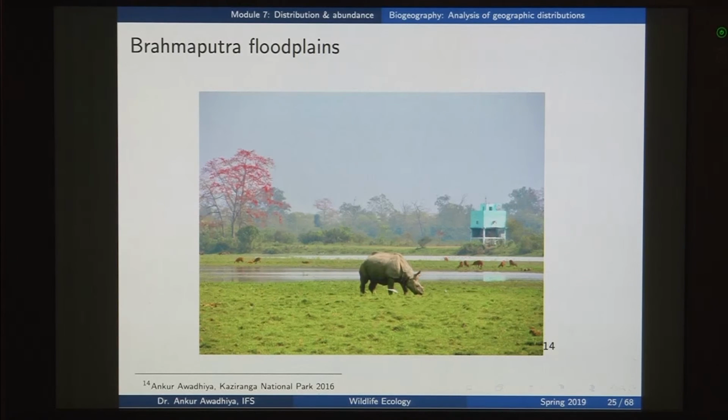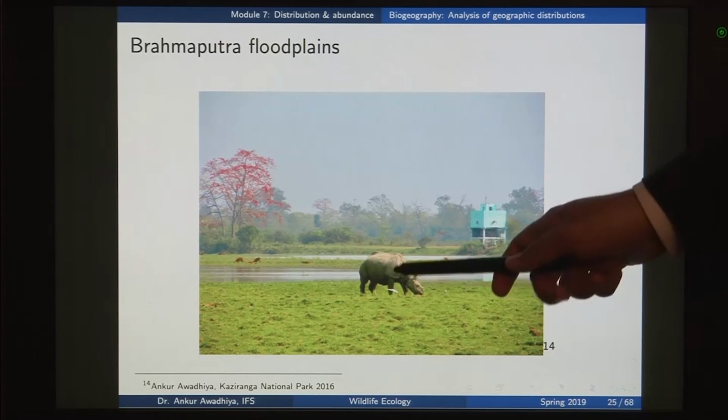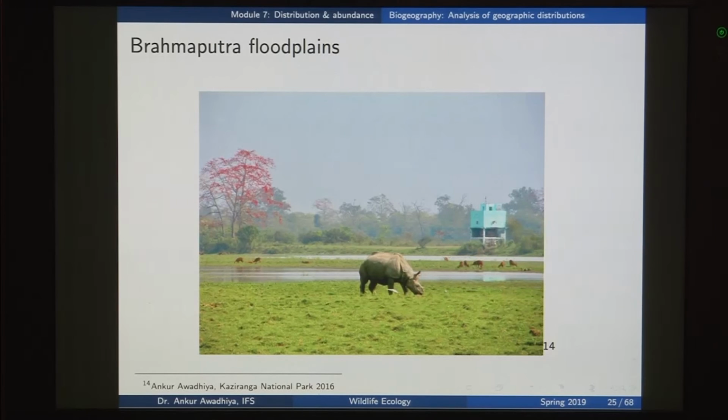Now, rhinoceros again is an animal that is dependent on these grasses, and because we have these grasses here, you have these floods every year. So, these floods are not allowing the competitors to remain in this area. So, you have the rhinoceros that is found in this area.